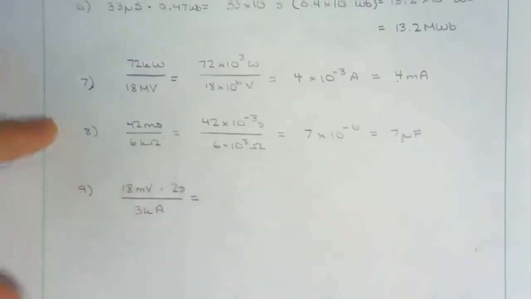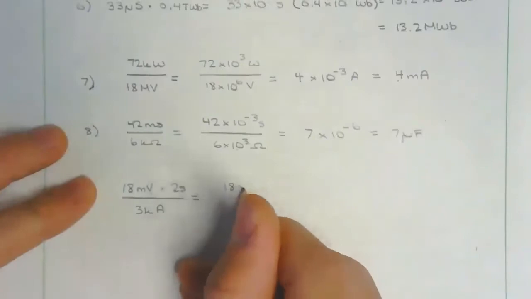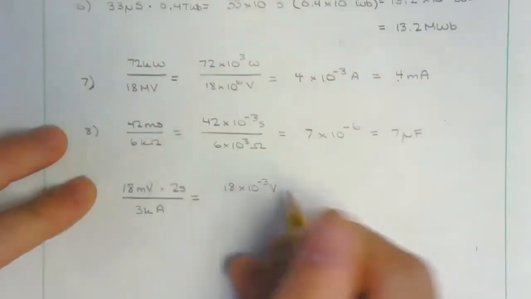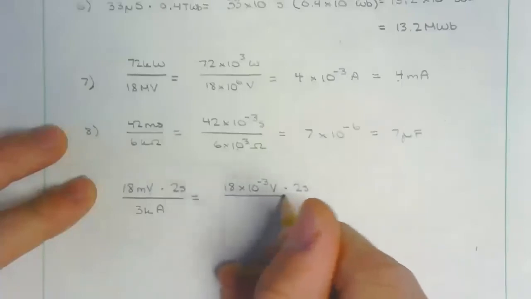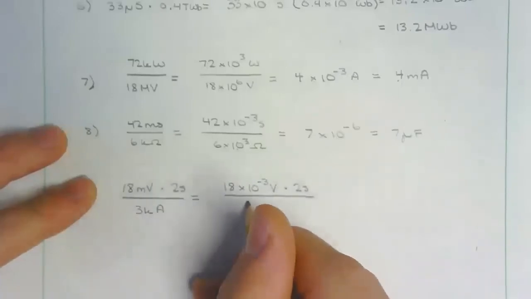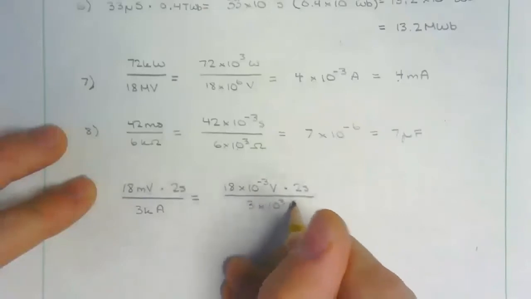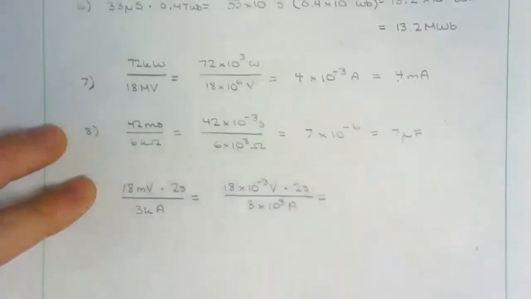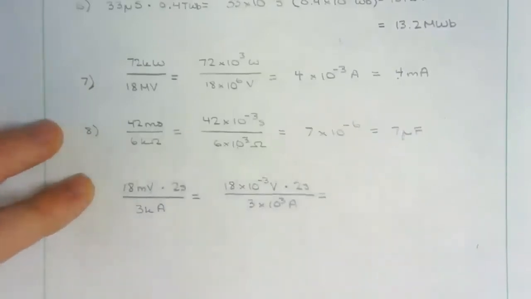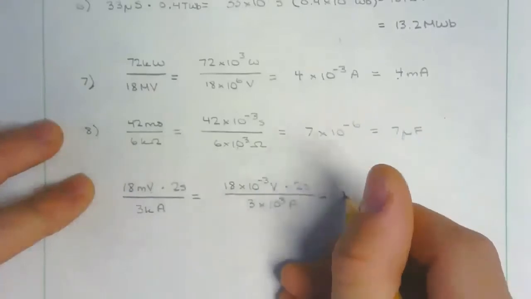So I'll give you a second. The hard part here is not necessarily going to be the math if you've been doing well so far. The hard part here is going to be figuring out what units this is going to end up in. So I will go now. 18 times 10 to the negative 3 volts times 2 seconds over 3 kiloamps, which is 3 times 10 to the 3 amps. And that's going to give us 18 times 2 over 3. So it's going to give us 36 over 3, which is going to give us 12.